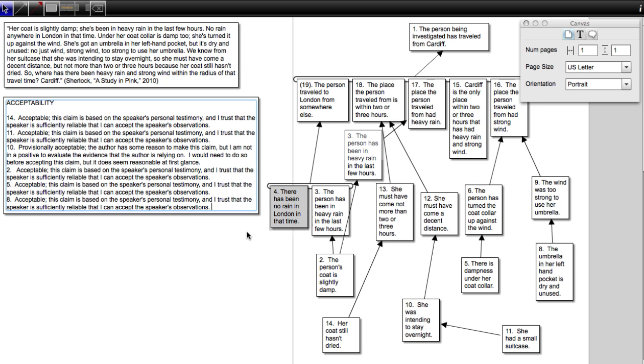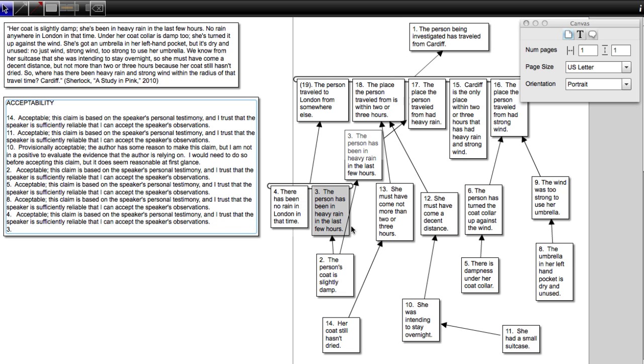Okay, let's go over here and go to this level of argumentation for 4. There's been no rain in London at that time. That's also an observation that I accept on the basis of personal testimony. So this person has observed something about London, and I see no reason to disagree with that.